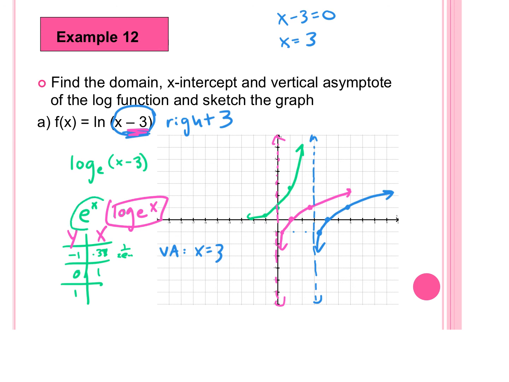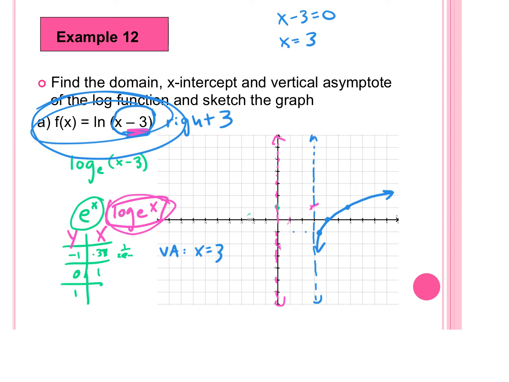So the green one is this, the pink one is this, and the blue one is the one we're actually graphing. So once you graph the green and the pink, erase it. You don't need it. So the blue one is our actual graph. We just use the green and the pink to help us get there.